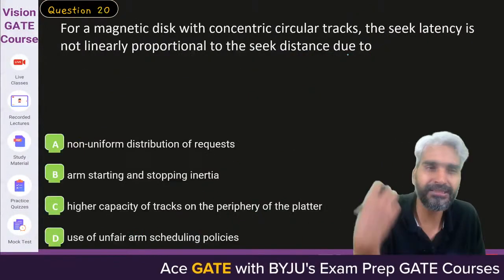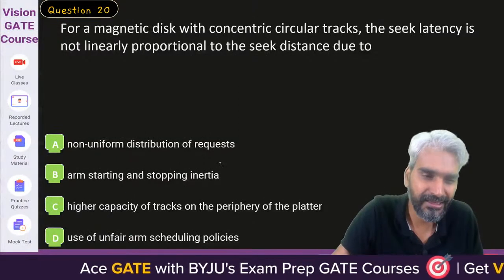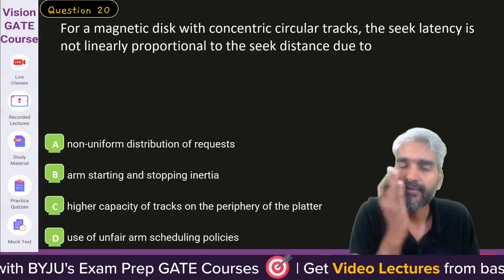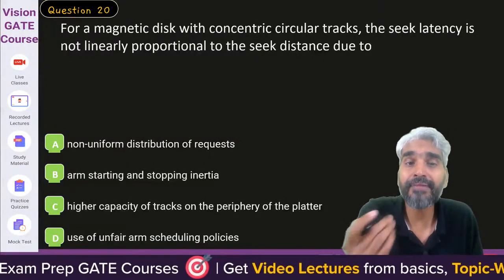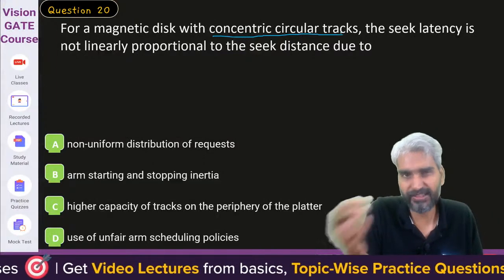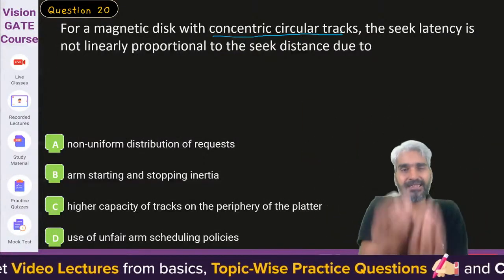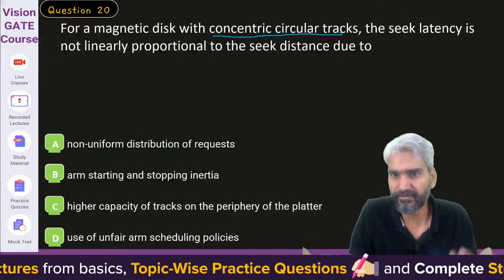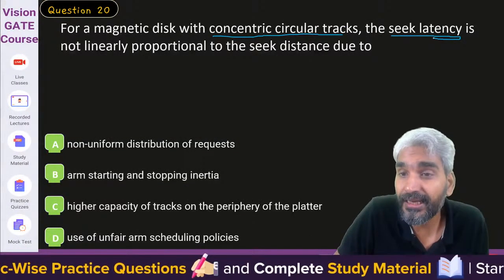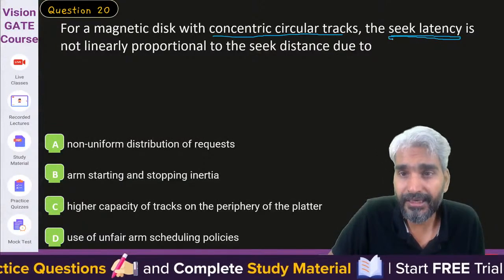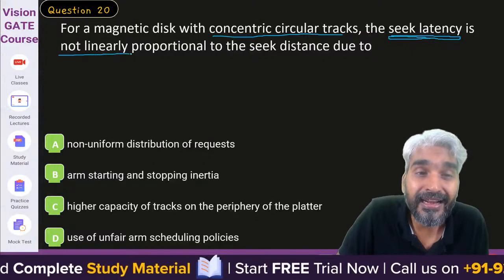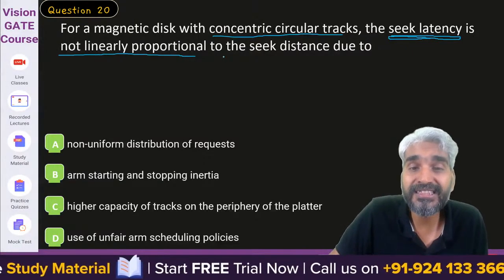The last concept is related to the concept of DMA. Let's look at the question. Only 2 questions are there, so we will not take much time. For a magnetic disk with concentric circular tracks, it's obviously correct, all the tracks have the same center in a magnetic disk. The seek latency, that is the time required to seek a particular track, is not linearly proportional to the seek distance.